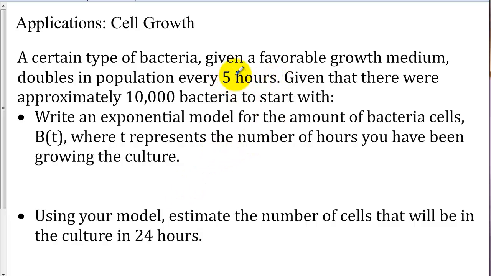Now this one's similar, but it's a little different because when we get into it, you'll see that the model's a little bit more complicated. So bacteria or different kinds of cells usually grow by doubling. The cells split every certain amount of time. So in our growth model, our initial amount is the 10,000 cells. And our growth factor, we're doubling, so we're multiplying by 2.